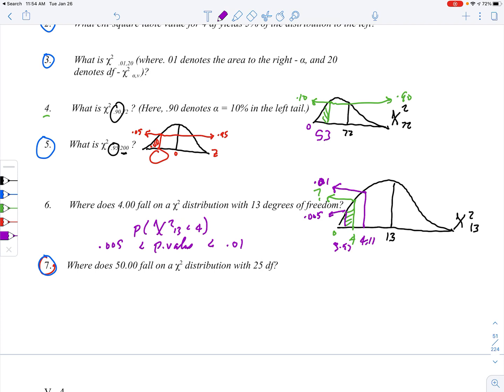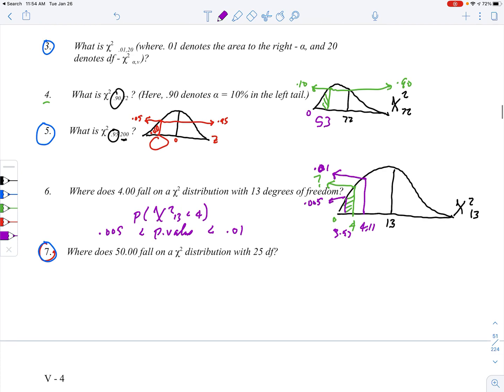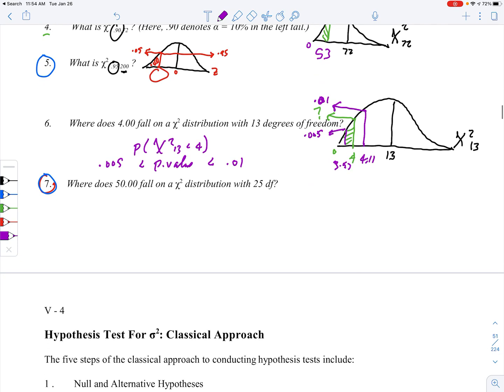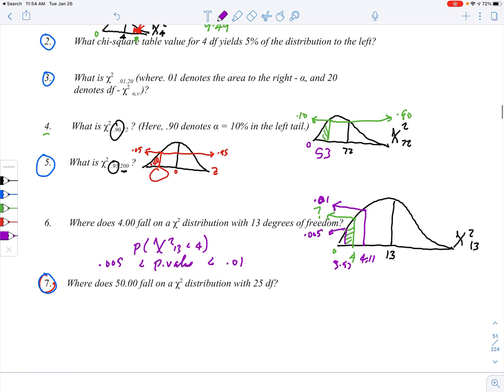So that's how we do that. So I'm going to leave you with number 7 here, and that will take us then into hypothesis testing after that. So let's end the video at this point.